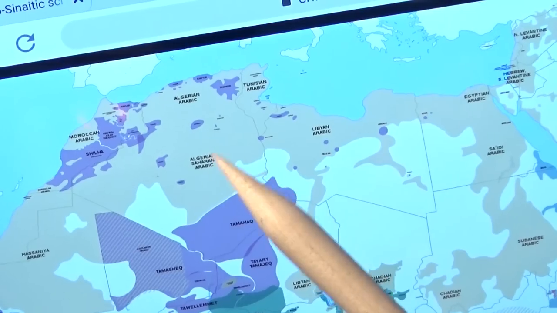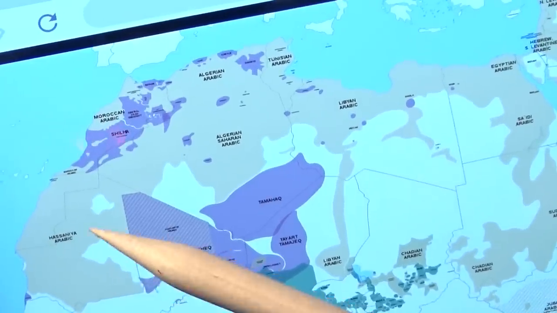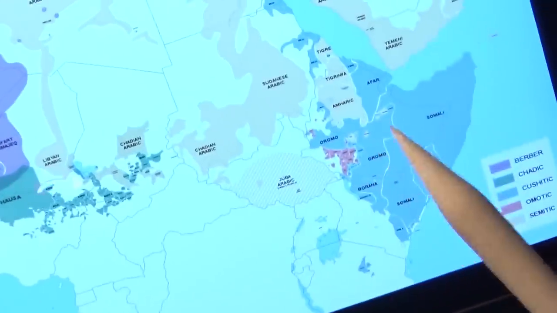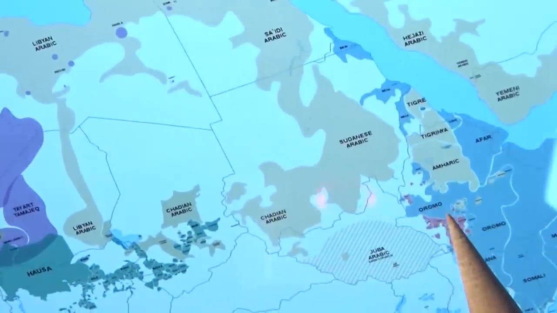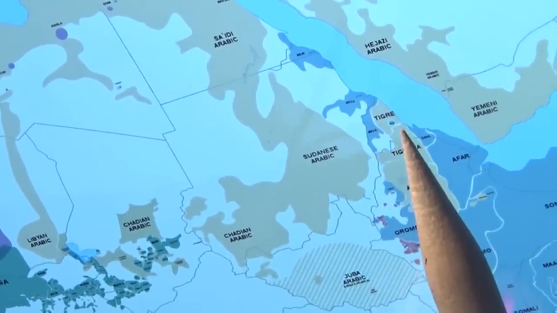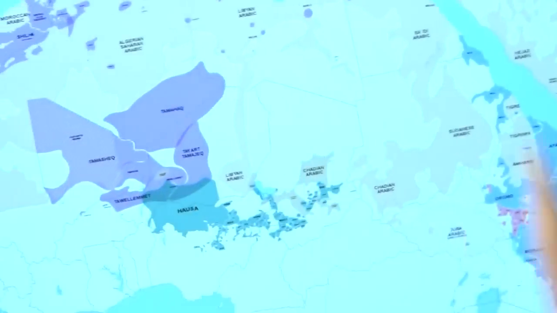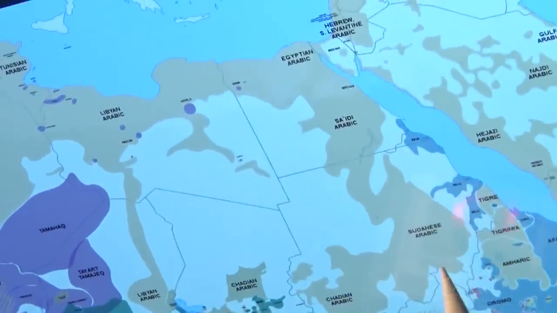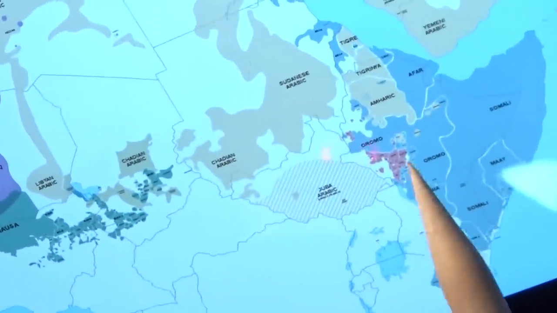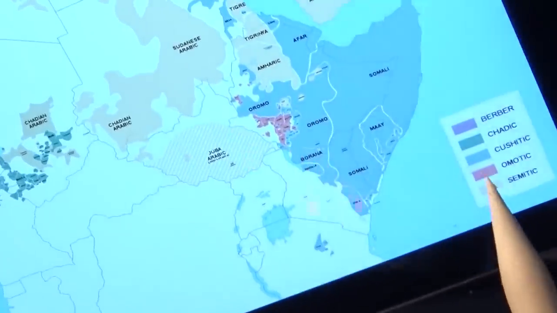Egypt, Libya, Algeria, Tunisia, Morocco, and Mauritania. And here you can see Amharic and Tigrinya, also Tigre. Three languages spoken in the very south of this vast area. So it's in today's Eritrea and Ethiopia. The other language group spoken here is the Cushitic languages and the Omotic languages.